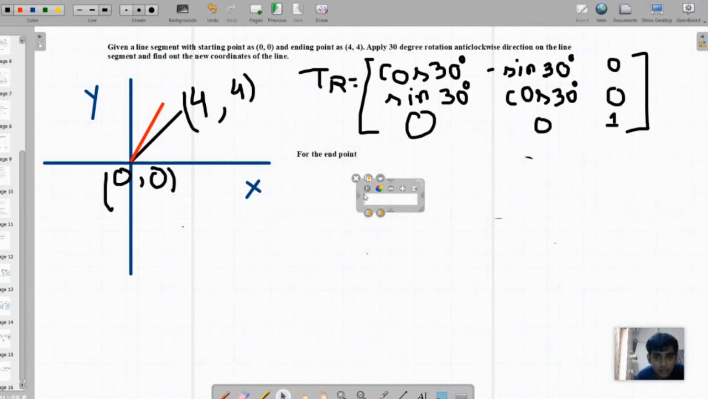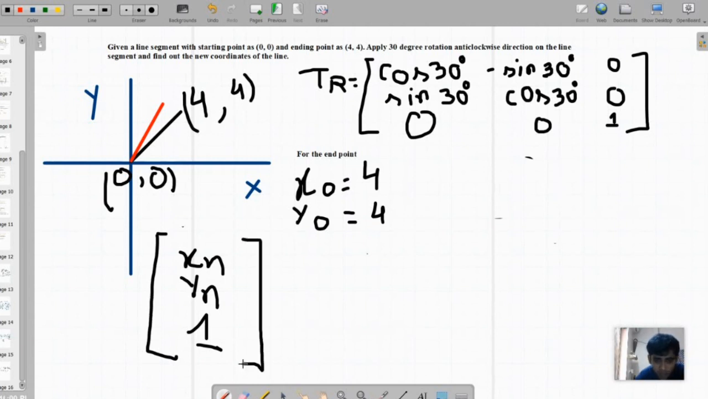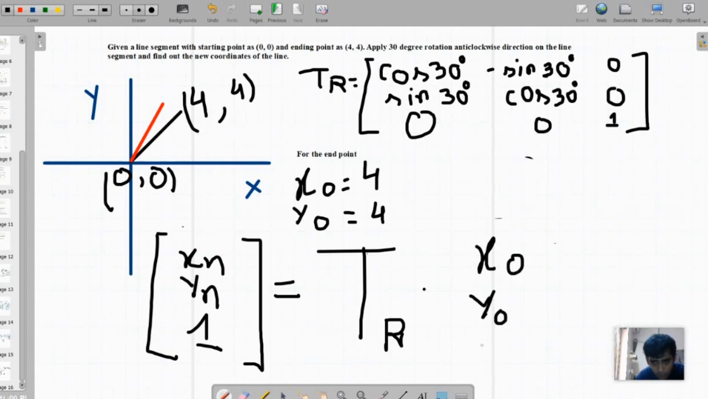Rather, just your x old and y old get changed. X old is now 4 and y old is now 4. Now, to find the x new and y new for the end point, you have to multiply the x old, y old, and 1 vector with the transformation or rotation matrix.